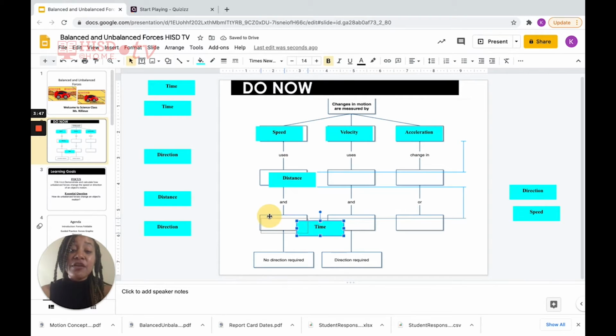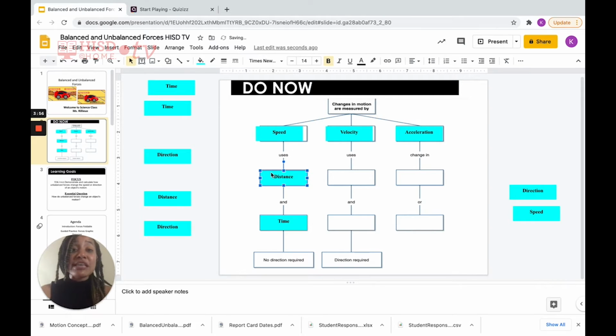So now that we have filled in the entire first column, let's move to the second one. The second one says that velocity uses blank and direction is required. So along with direction, what else does velocity require? Yes, along with direction, velocity also requires speed. But there are 2 boxes, so our answer cannot be speed. We need to break down speed into its 2 components. Can someone tell me what are the 2 components of speed? Yes, the 2 components of speed are distance and time, because the formula for speed is equal to a distance divided by a time.